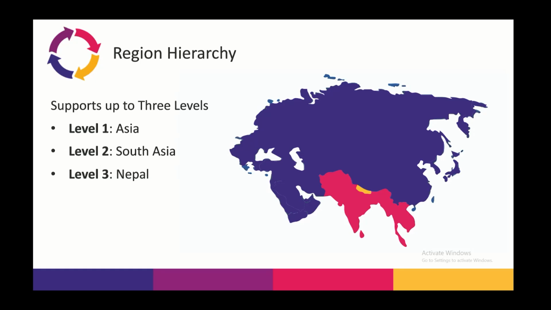So in terms of a region hierarchy, this is just one example of how this might look, just to convey the concept essentially. So you have level 1 being the largest group and the parent of all 3 levels. That in this example is Asia. And then level 2 might be South Asia, so a segment that lives within Asia. And then level 3 over here, which is in yellow, is Nepal. So that's how a region hierarchy might go.